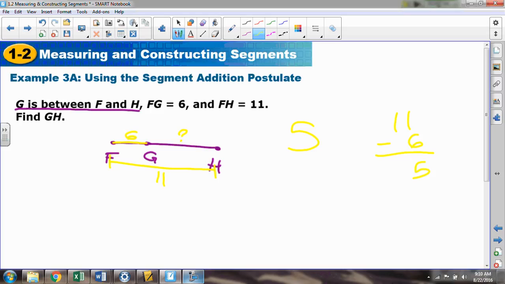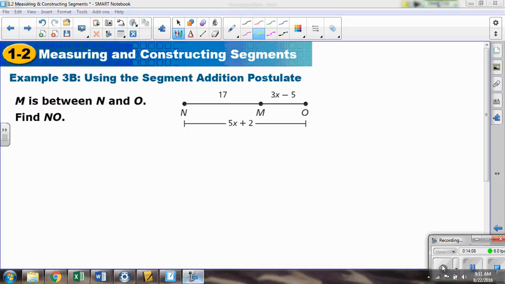Don't be tempted. Sometimes students are tempted where they think segment addition postulate and they just say, oh, I'm going to just add these numbers together, and they say 17. Make sure you're paying attention to which lengths they're given. Because as we saw with this one, it might be that you're given the whole and a part. And you have to figure out the second part. Okay, a little bit trickier now. M is between N and O, so we've got our diagram. Find NO.